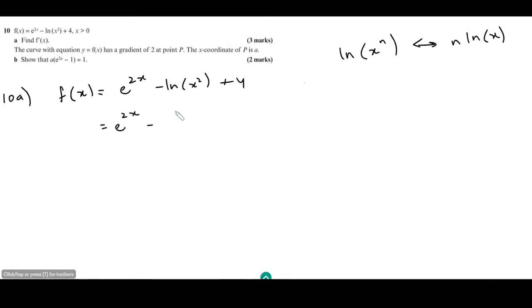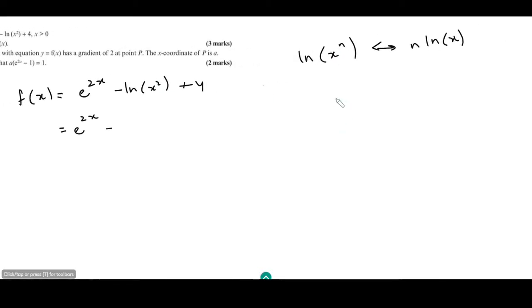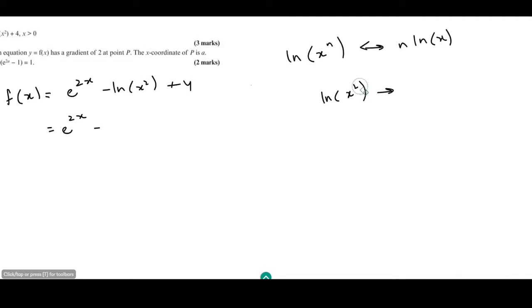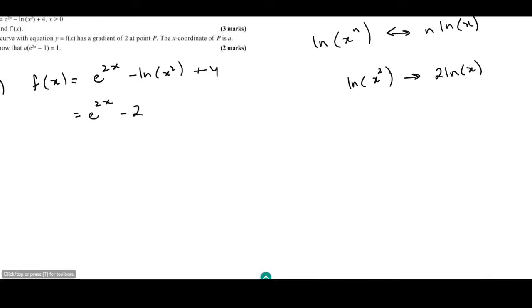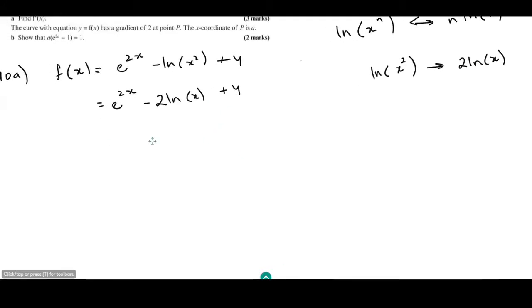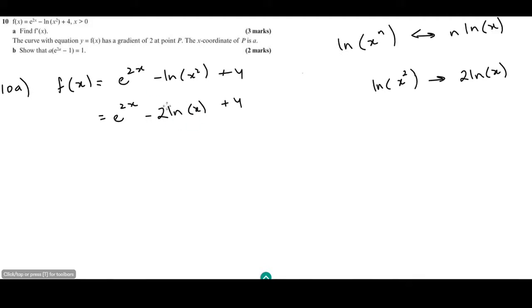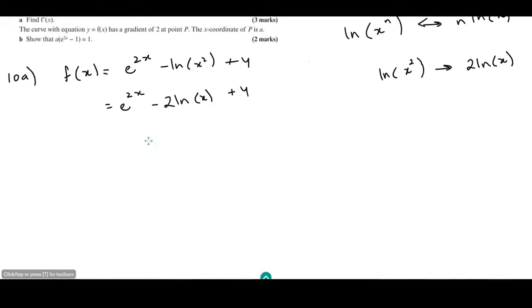e to the power of 2x, so what I'm doing is I'm bringing out the 2. So we have ln of x squared, and I'm going to bring the 2 out. So I have 2 ln of x. So minus 2 ln of x plus 4. Again, I haven't actually changed the value of the function, all I've done is manipulate it a little bit. And now I can go about finding the derivative.